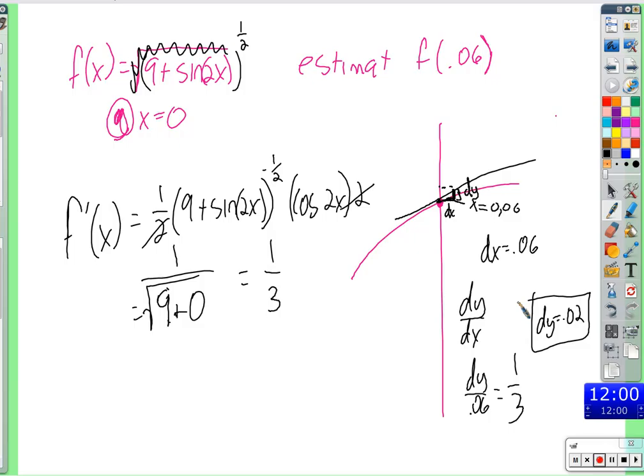What did we say at the very beginning? We're going to approximate the y value. That is just the change in y, from here to there. So we need to know what y value we start at, and then add 0.02 to it. How do we figure out where that y value is? Plug in x equals 0. So x equals 0, that's 9 to the 1/2, which is 3. So y equals 3, and from here to there is 0.02. So our approximation of f of 0.06 is approximately 3.02.